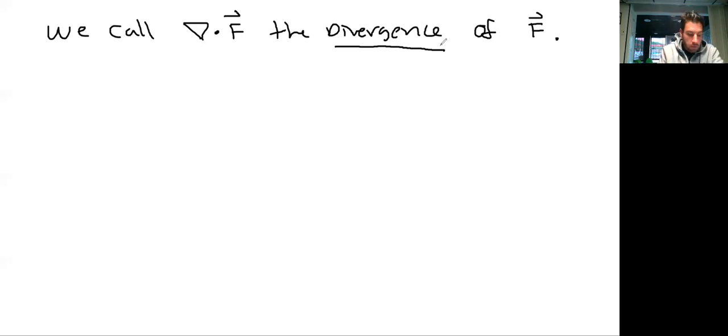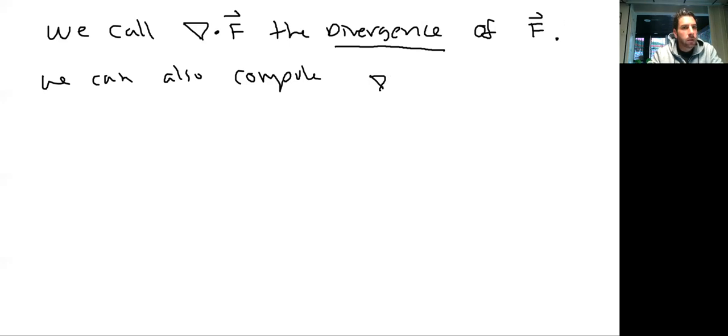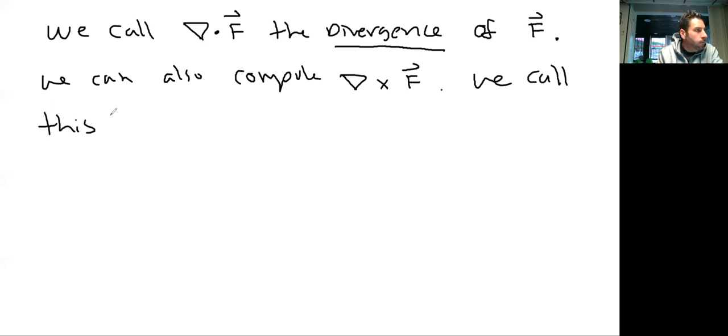So we can also compute the cross product. And we call this the curl of the vector field.